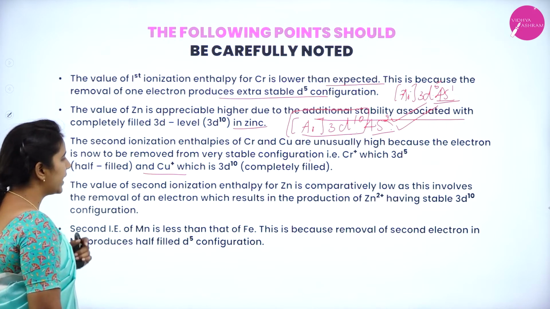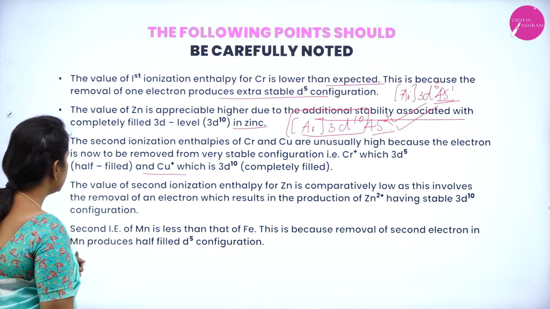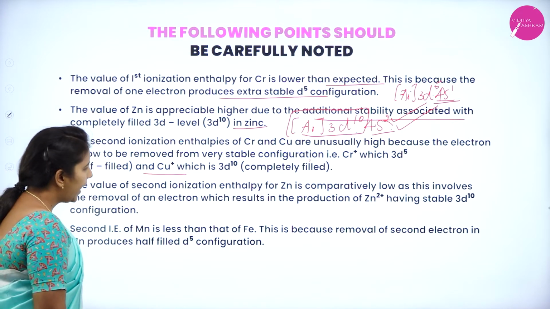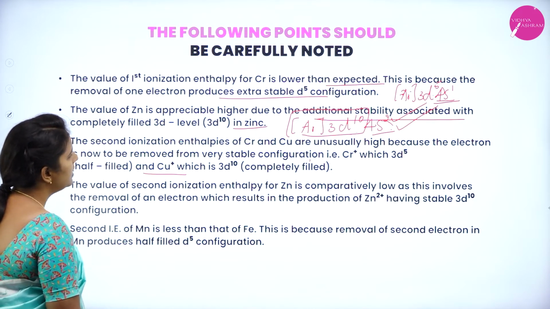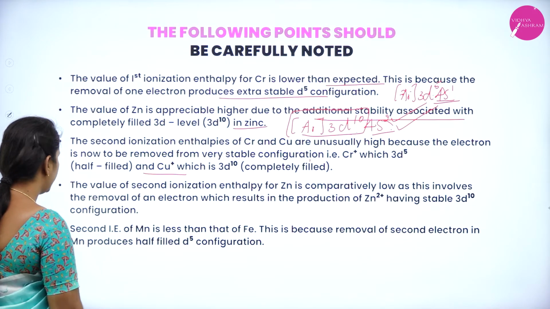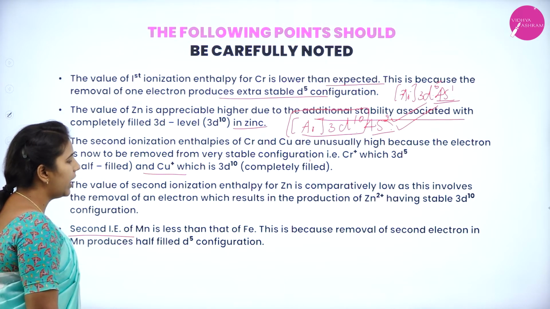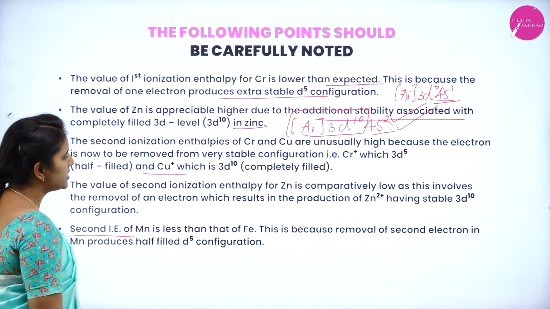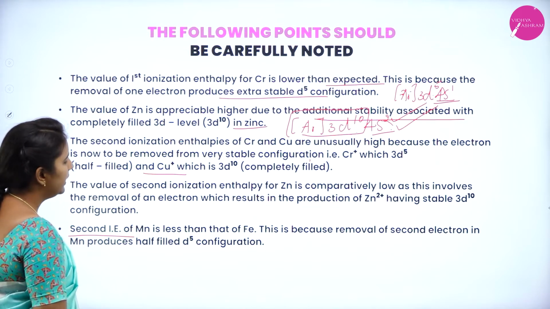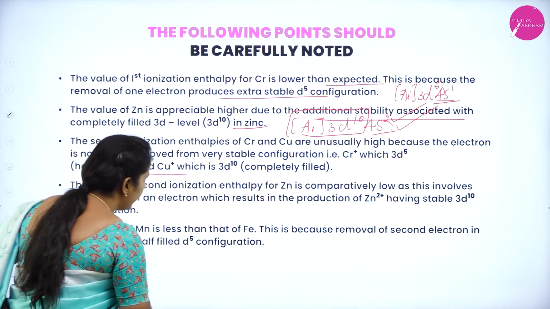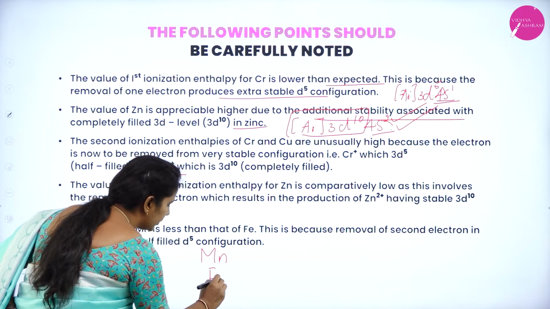The value of second ionization enthalpy for zinc is comparatively lower, as this involves the removal of an electron which results in the production of Zn2+, which has the stable 3d10 configuration. The second ionization energy of manganese is less than that of iron because the removal of the second electron from manganese produces the half-filled d5 configuration. So first I will write for manganese as well as for iron.